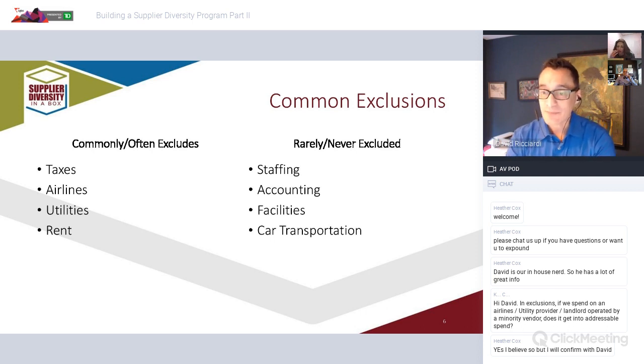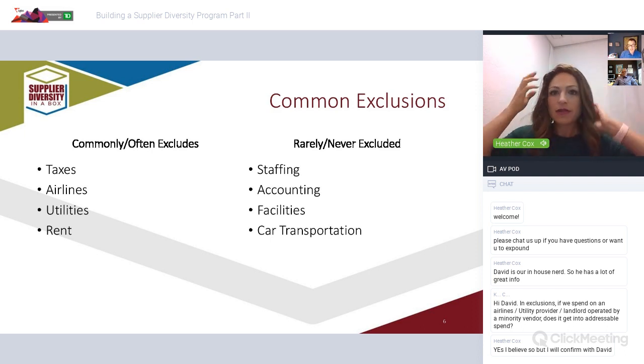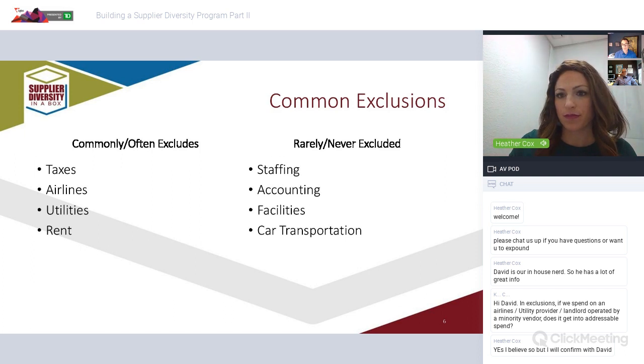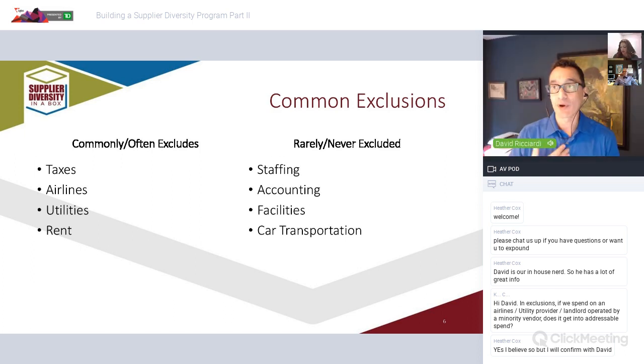David, and another thing that, yes. We have a quick question about the exclusions. I want to jump in really quickly. Go ahead. If they have an airline or a landlord operated by a minority vendor, can they count that as addressable spend? Yes, and that's what I would say. If you've got an option that is a valid option for your company, then I would say it is addressable spend, because you have the opportunity to utilize a diverse vendor in that space.